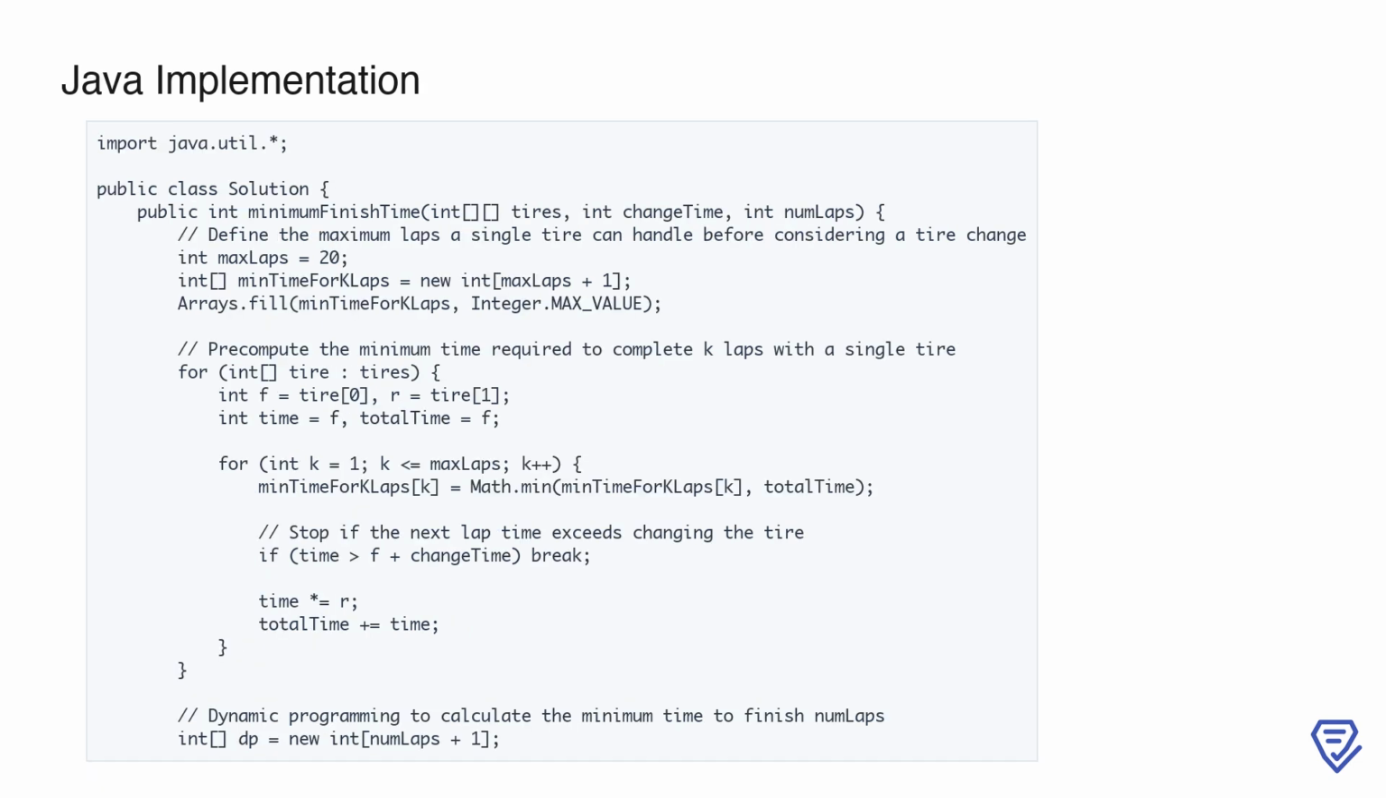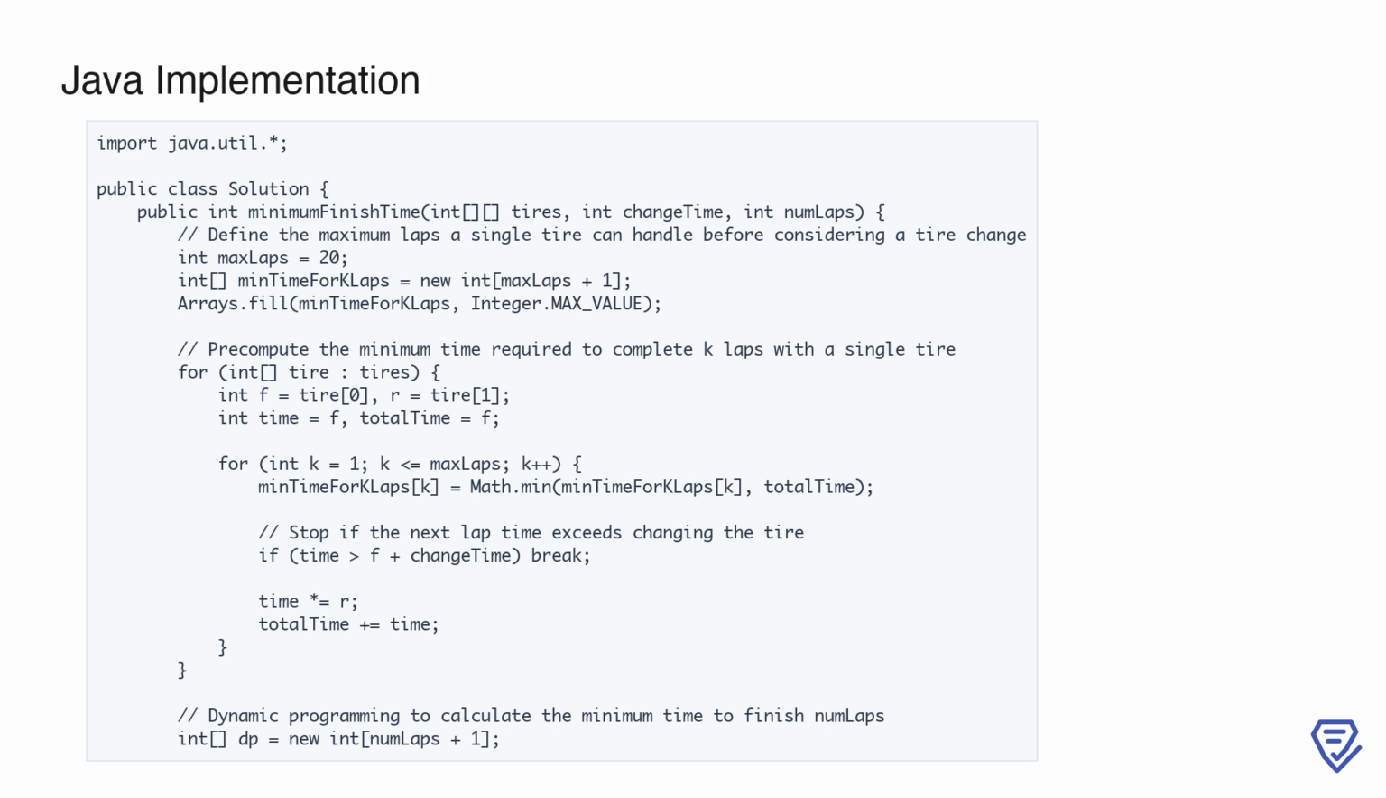Here, we begin the Java implementation for solving the minimum time to finish the race problem. The first step is to define the maximum number of laps a single tire can handle before it becomes more efficient to change the tire. This is represented by the variable maxLaps, which we set to 20. We then create an array minTimeForKLaps to store the minimum time required to complete k laps with a single tire, initializing all values to Integer.MAX_VALUE as placeholders.